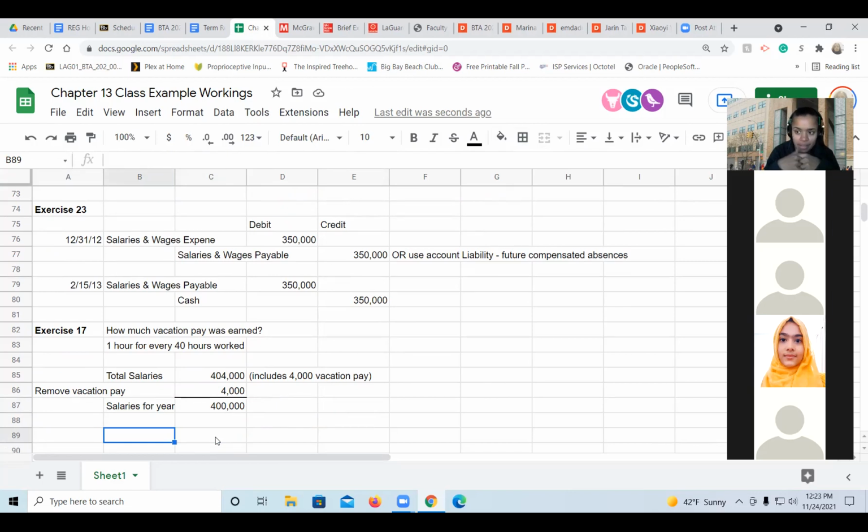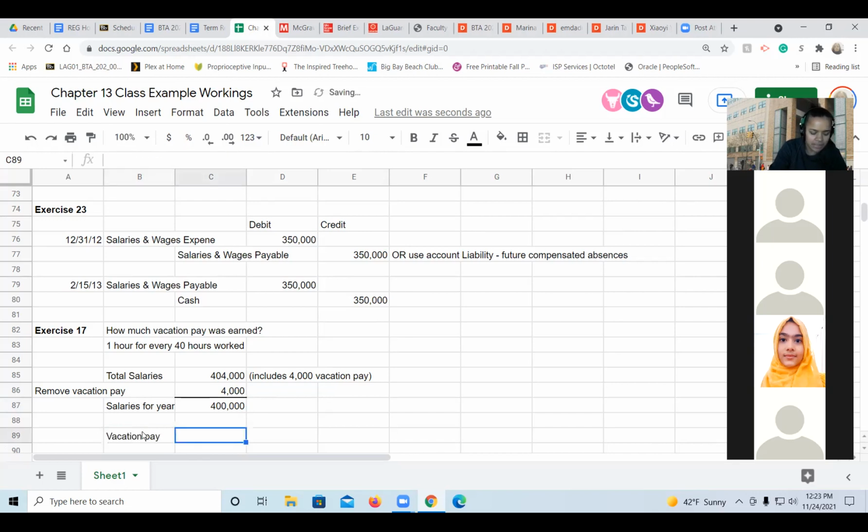So we take out the vacation pay and then we use this net number, the actual salaries for the year, to calculate how much vacation pay was earned. So 400,000 is the actual salaries for the year. People earn 1 hour for every 40 hours worked. So no matter how you look at it, if you say they worked 52 weeks, 40 hours, their vacation pay is going to be 1/40th of their total pay because it's 1 hour for every 40 hours. And this number represents the 52 weeks of the year, and our vacation number will represent the same.